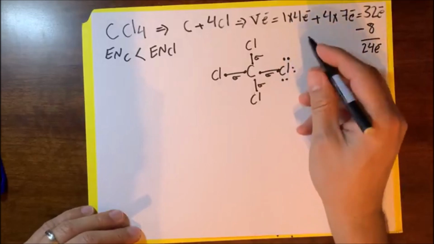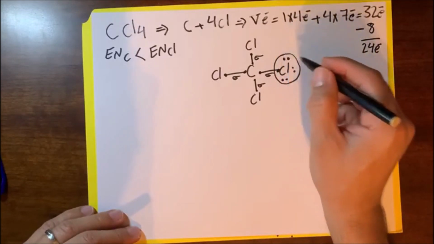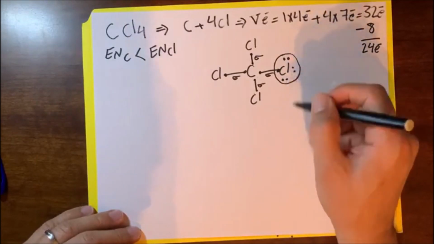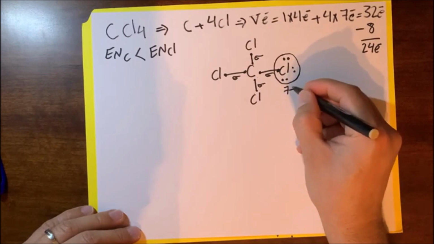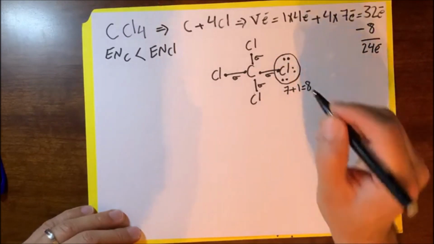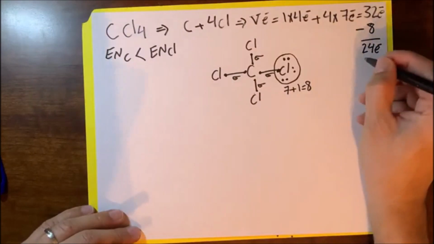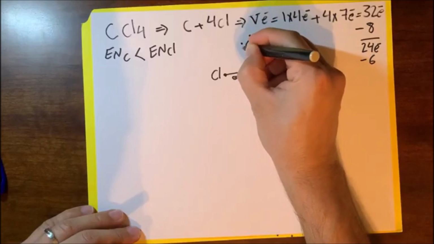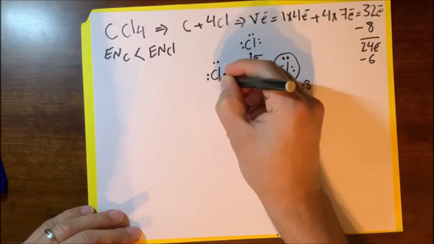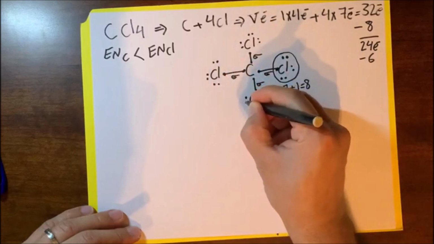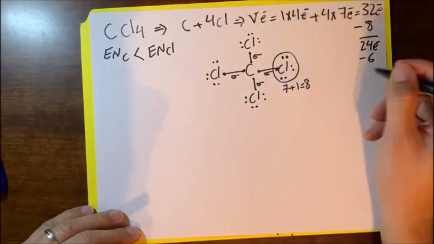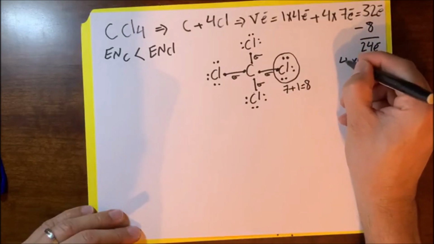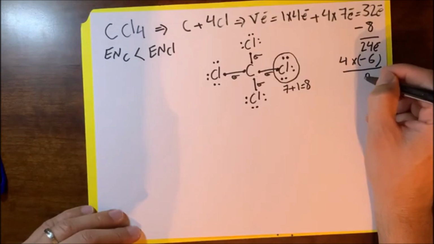Okay, now it's octet. You want to draw a circle around it. You ask yourself, how many electrons do I see in this circle? I do see 7, so I say 7 plus 1 through sigma, 8. Okay, so I say minus 6 electrons, and I do the same thing for the other chlorines. So I use 6 electrons, and I do have 4 chlorines, so I use all the electrons.